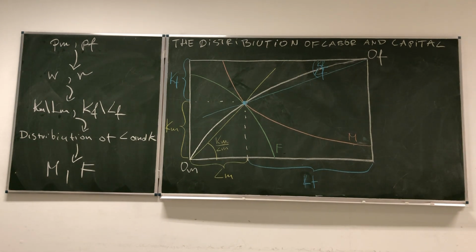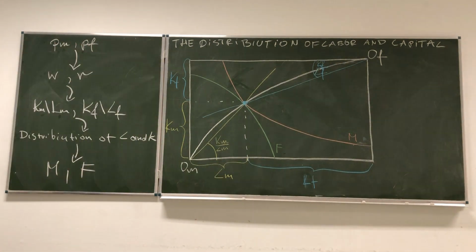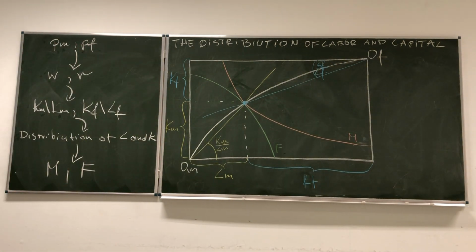Okay, so look, we've established quite a lot, but still we do not have the Rybczyński proposition anywhere over here, right? Because labor and capital here are constant.